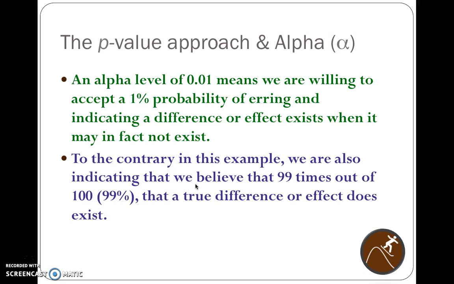So in this example also, you have the opposite of alpha, kind of like 1 minus alpha. So if we've got an alpha of 0.01, that means we're willing to accept this 1% chance of being wrong. But we also are indicating to the contrary that we believe that 99 times out of 100 there is in fact a true difference. There's a 1% or less chance that we could be wrong, but 99% of the time, based upon our estimates from our data set, we would suggest that a true difference or effect would in fact exist.